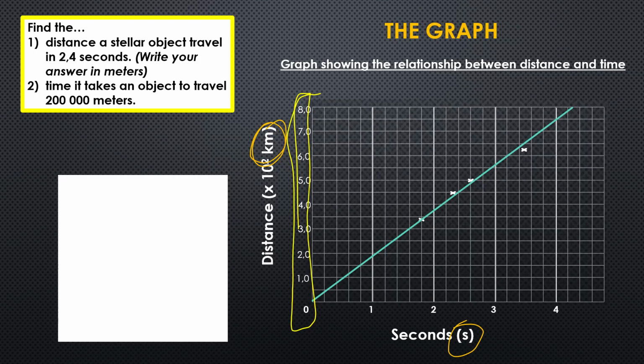So before we start with the question, remember, there is a special times 10 to the power 2 scientific notation here, and that means that all of these numbers on the y-axis are actually times 10 to the power 2. First question. Find the distance a stellar object travels in 2,4 seconds. Now guys, some stellar objects move very, very fast. So that is why we can measure the distance that they travel in kilometers every second. So they're very fast objects.